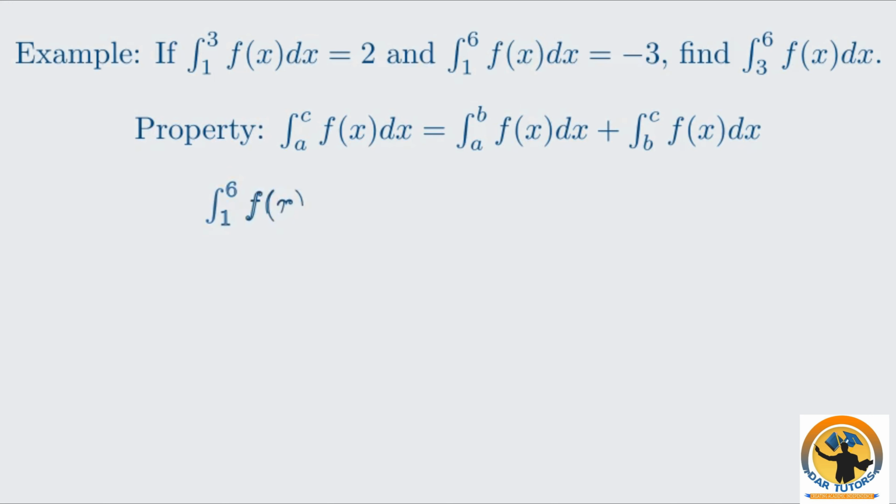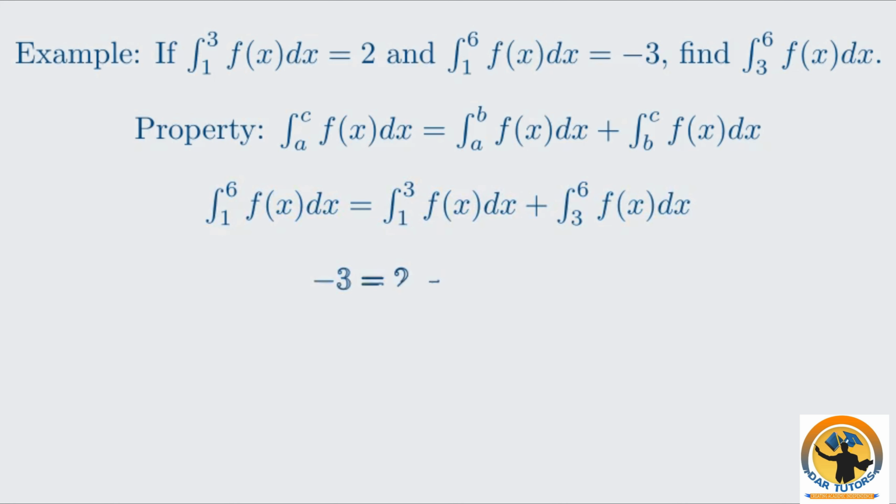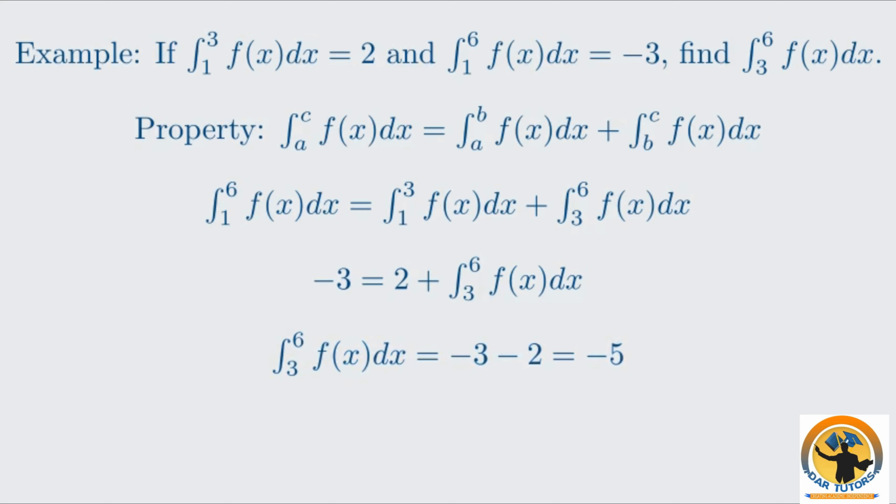So, the integral from 1 to 6 is equal to the integral from 1 to 3 plus the integral from 3 to 6. Now we can substitute the given values and solve for the unknown integral. We have negative 3 equals 2 plus the integral from 3 to 6. Subtracting 2 from both sides, we find that the integral from 3 to 6 of f of x dx is negative 5. This demonstrates how understanding the properties of integrals can simplify complex problems into straightforward algebra.